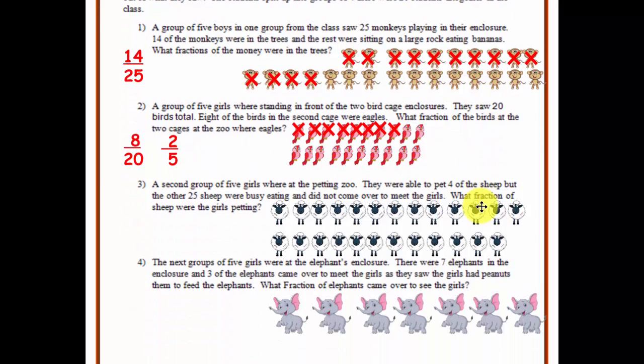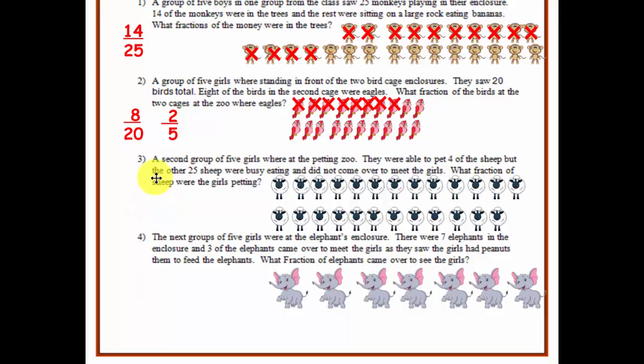Okay, moving on to number 3. The next group of girls at the petting zoo were able to pet 4 of the sheep, but the other 25 sheep were busy eating and did not come over to meet the girls. What fraction of the sheep were the girls petting? Again, place your X here to cover the 4, and your equation then would be 4 out of 25.